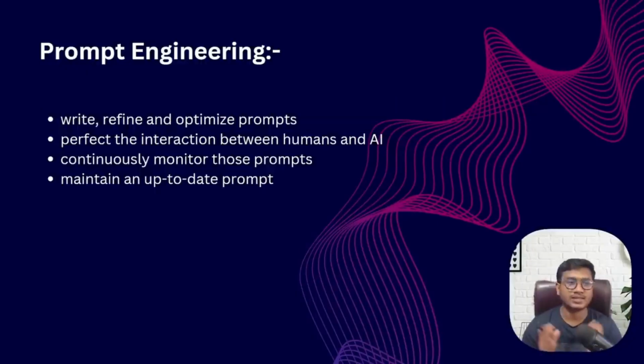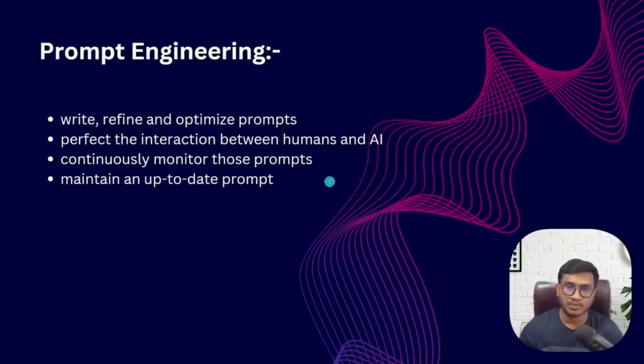Now, as a generative AI engineer, you should have some responsibility whenever you are working with the large language model and preparing the prompt. Here I have listed some points. Write, refine and optimize prompts, and perfect the interaction between humans and AI. That means you always need to make sure your prompt is perfect, to communicate between human and AI. You will be communicating with your AI assistant, whatever application you have with the help of a large language model. You have to make sure there is a good interaction with the prompt you have given.